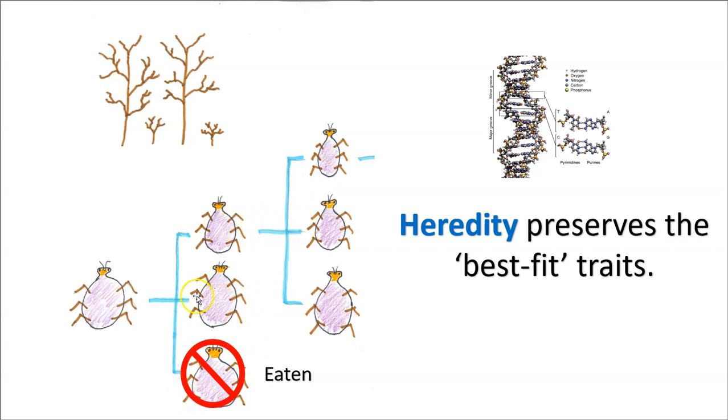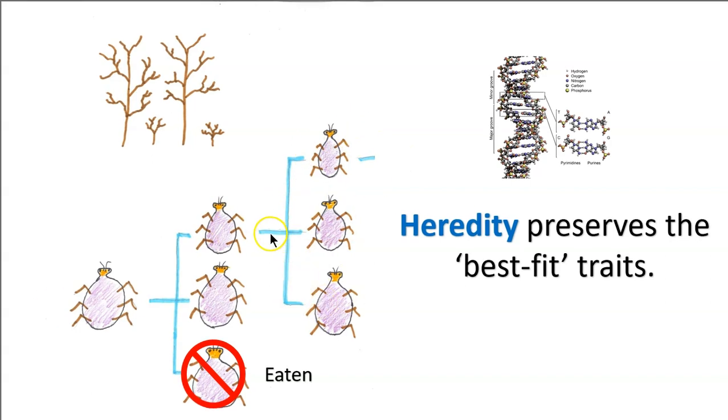These down here will get eaten more often. So they're going to have fewer offspring represented in the next generation. So it's always the best fit individual, the best camouflaged individual that will have the most offspring in the next generation. And that's why we get this kind of bracket effect here, where it's the top individual that tends to out-reproduce others.